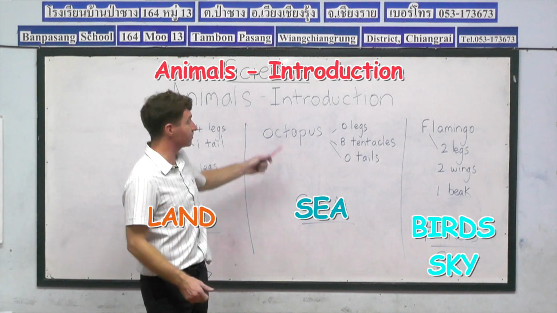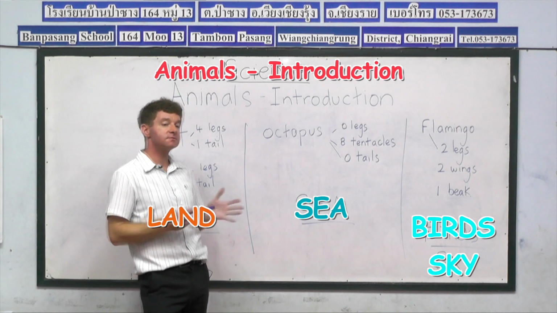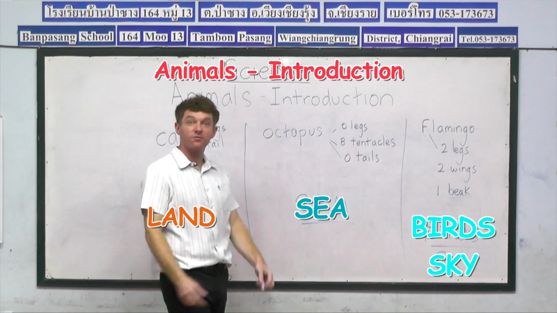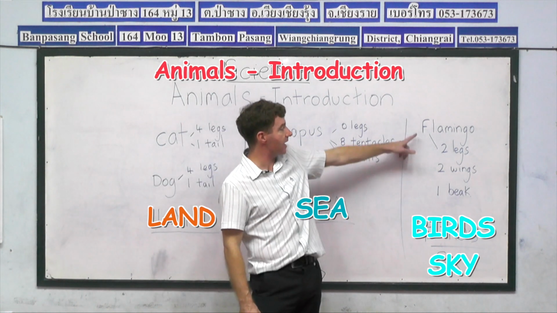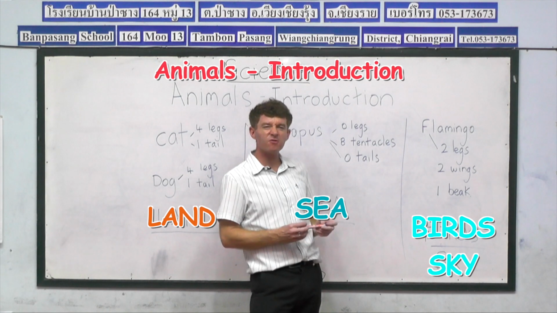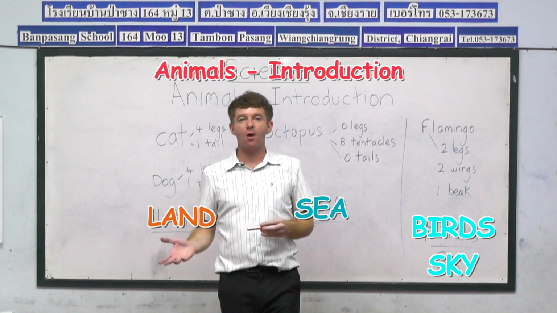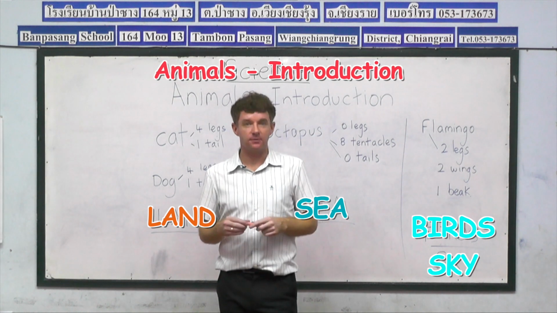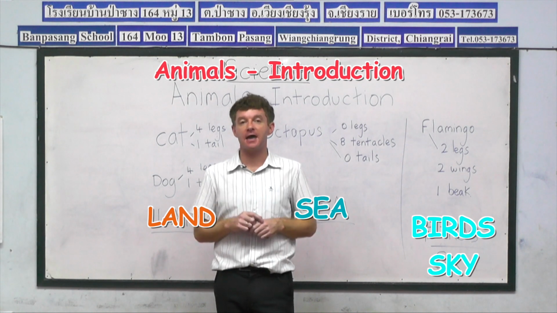But how about the octopus? Can anybody think of any different sea animals? Shark, dolphin, very good, or fish. And then for birds that live in the sky, anything other than the flamingo? Any other different types of birds? Flamingo, or maybe something like eagle. Yes, we can see eagles that are birds that fly in the sky.